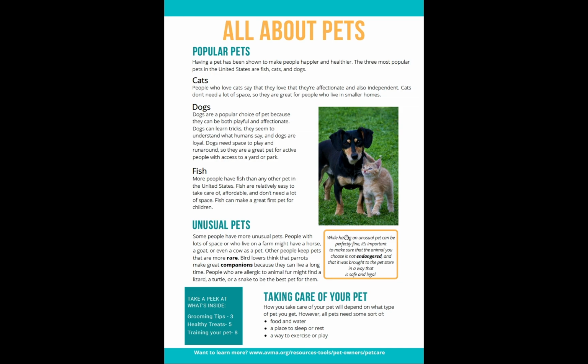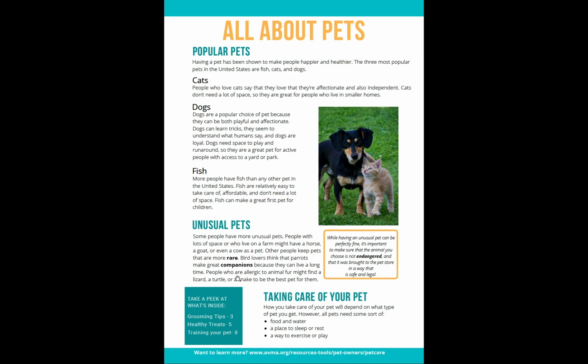So this is next to the unusual pets heading, and we can see that it begins, while having an unusual pet can be perfectly fine. It's connected to this section, but it's not essential to the point of this paragraph. Sidebars are where you put important information that otherwise wouldn't fit into the piece. This teal box here that says take a peek at what's inside, grooming tips 3, healthy treats 5, training your pet 8, this is a table of contents.